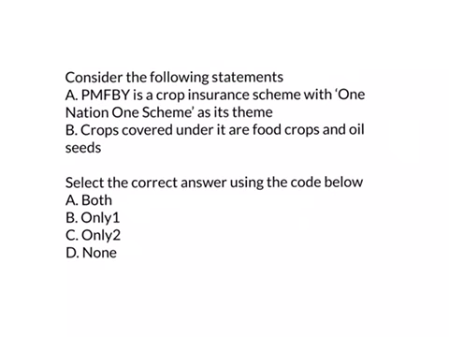1 and 2. And the second question is about Pradhan Mantri Fasal Bima Yojana. The first statement is, it is a crop insurance scheme with one nation, one scheme as its theme. And the second option is, crops covered under it are food crops and oilseeds. Both the statements are correct. So the answer is A, both.